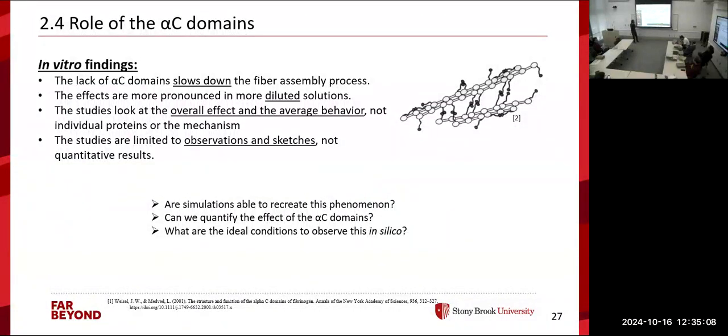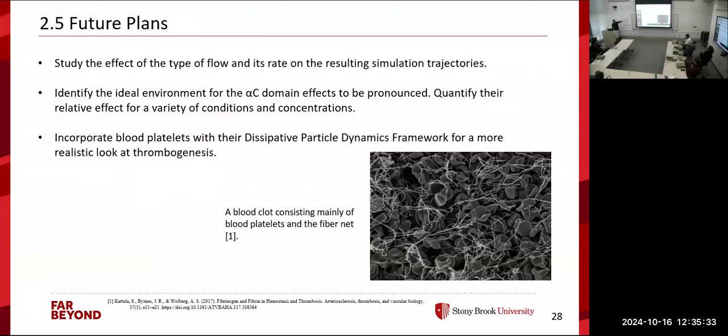So their contribution is going to be less pronounced in denser solutions, and their role is going to be more pronounced in more dilute solutions. So we want to quantify this effect and see if we can simulate it with coarse graining. So this is pretty much what we're working on in terms of this project, this chapter. Second chapter is going to be shorter, don't be intimidated. So this is what we're doing in terms of fibrinogen and in terms of forward coarse graining.